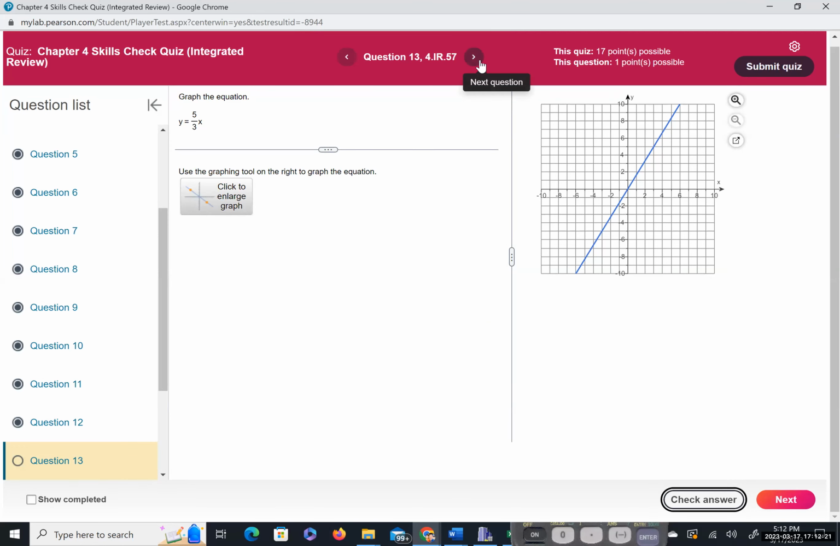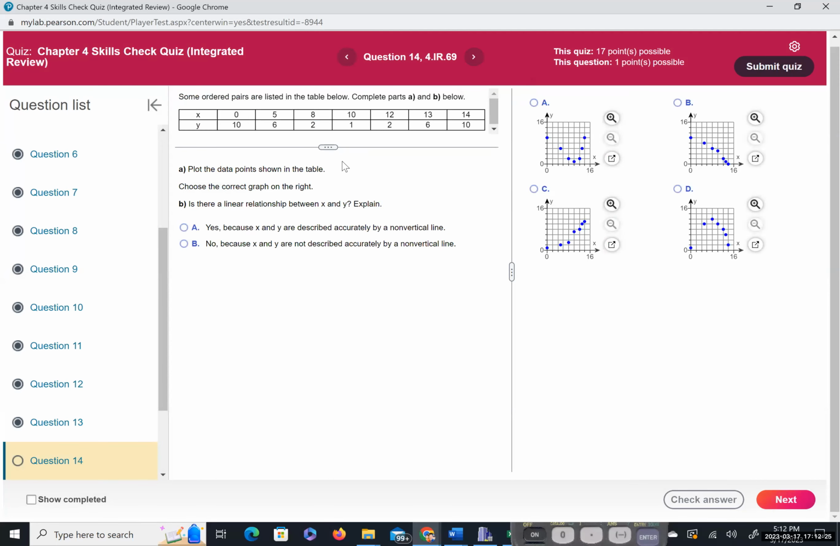I'm going to move to the next question. Okay, so this question says some ordered pairs are listed in the table below. Complete parts A and B below. A, plot the data points shown in the table. Choose the correct graph on the right. B, is there a linear relationship between x and y? And explain.